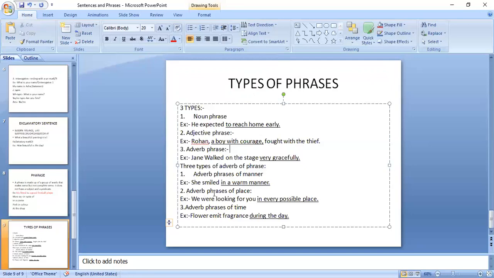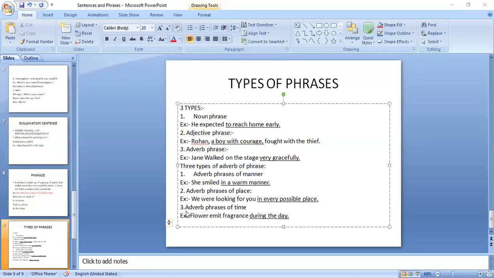Next, adverb phrases of place. Adverb phrases of place tell us where the action is done. For example, we were working for you in every possible place. In every possible place is the adverb phrase of place.